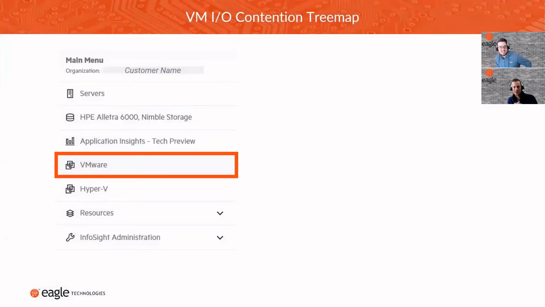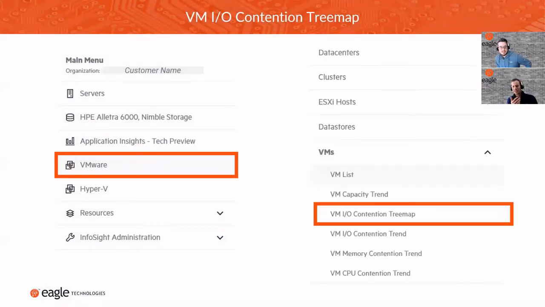All right. So as Dustin talked about, everything is clickable. And so there's a lot of different ways to get to a certain screen. We wanted to build this presentation so that we can give you a PDF of it, and you can find your own way and navigate there. So we're going to take it from the main menu, go to VMware, and then under VMs, we're going to go to the IO contention tree map.